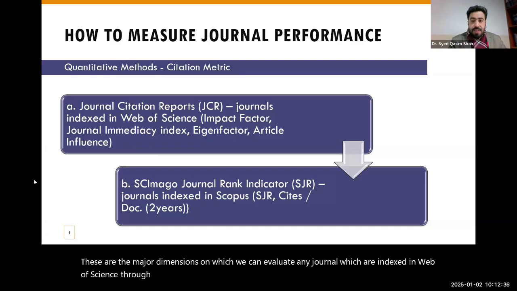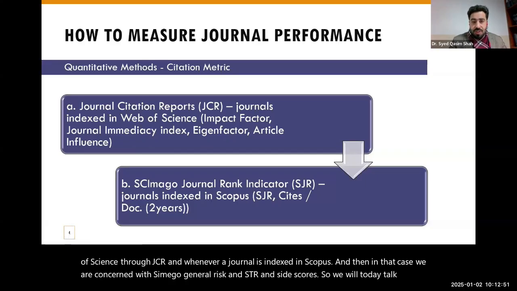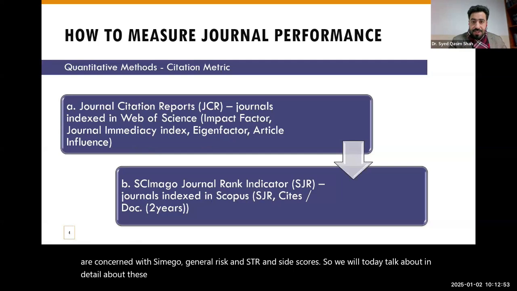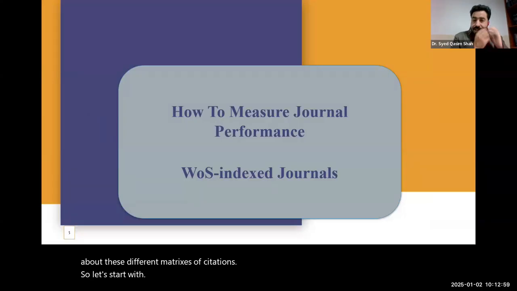JCR. And whenever a journal is indexed in Scopus, in that case we are concerned with SCImago Journal Rank, SJR, and CiteScore. So today we will talk in detail about these different metrics of citations. So let's start with Web of Science indexed journals.